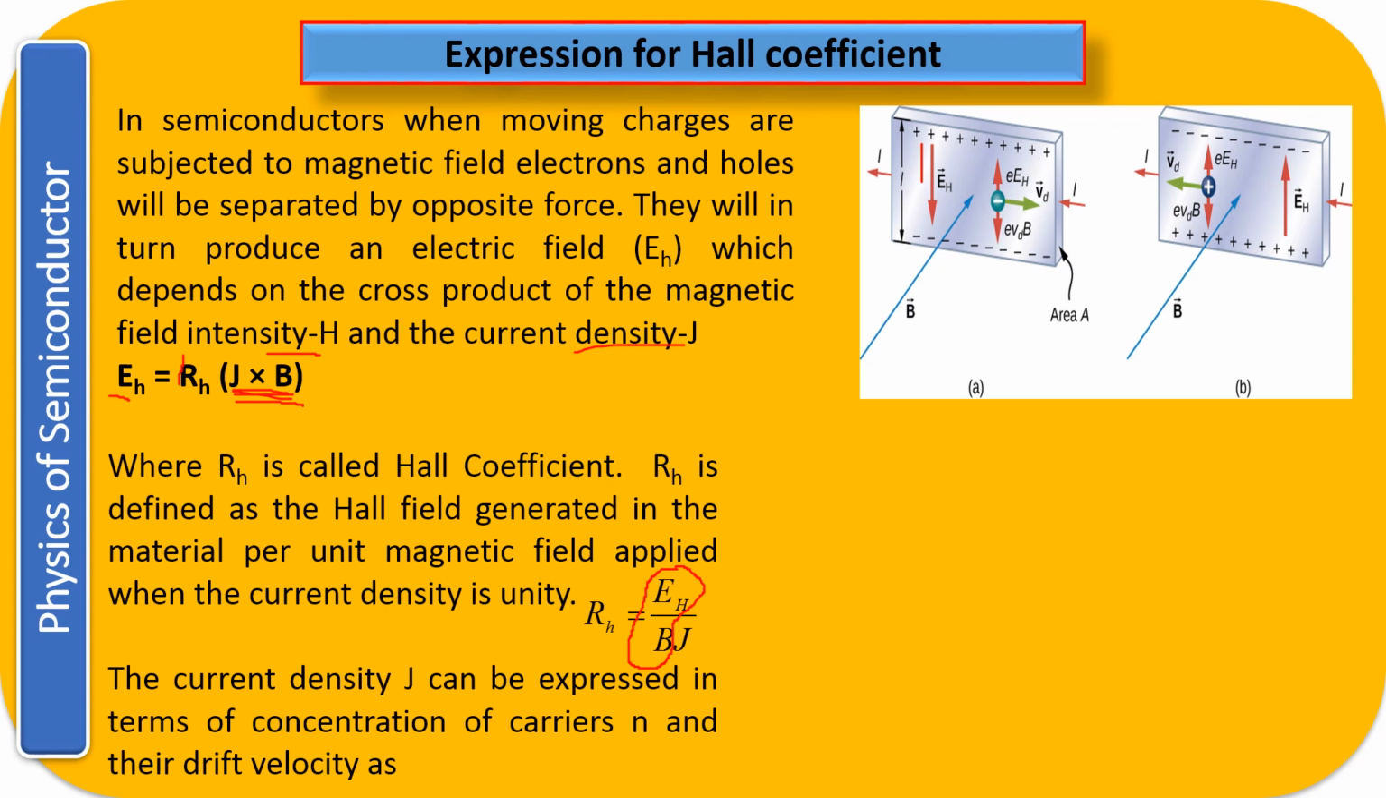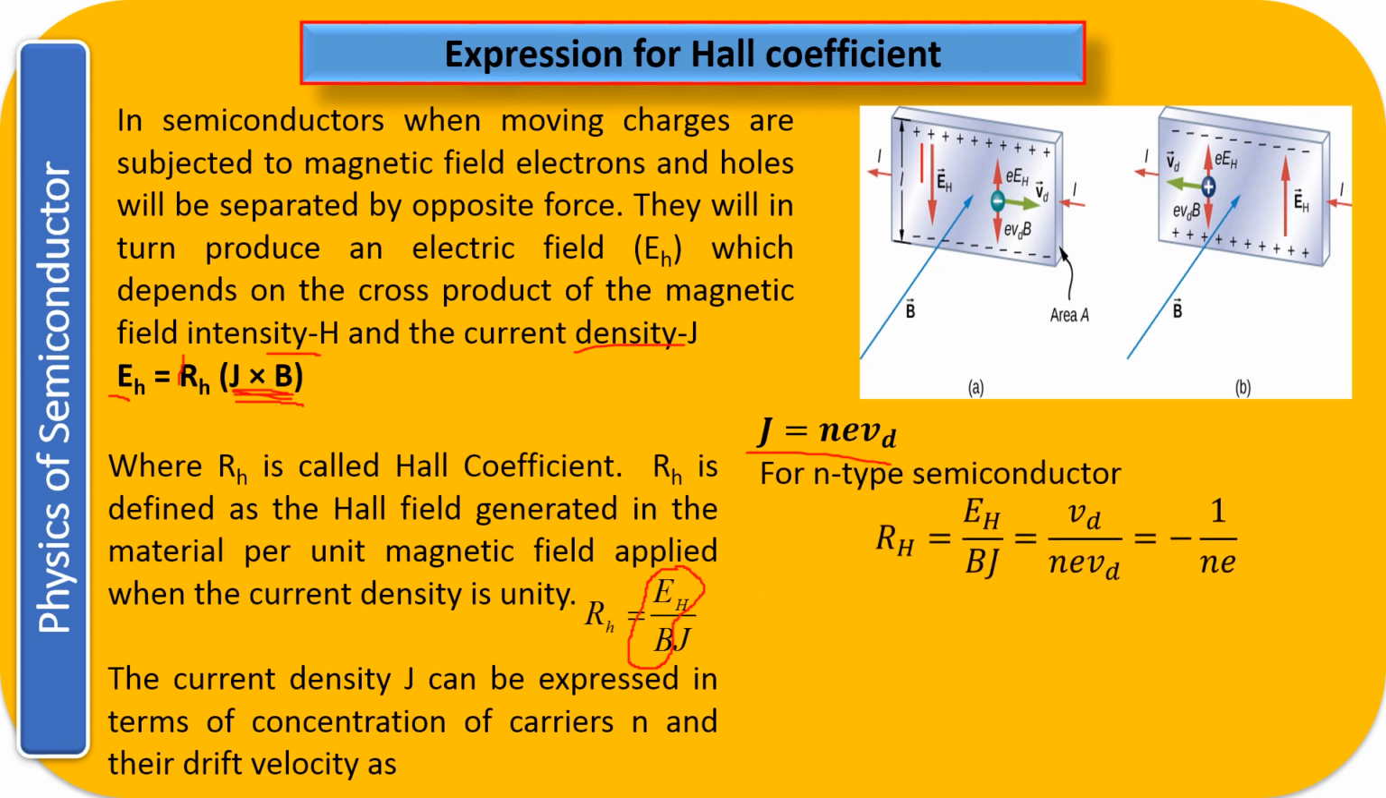The current density J can be expressed in terms of the concentration of the carriers, that is N, and their drift velocity. What we know is that J equals Ne times Vd. This expression holds for any conductor or semiconductor. For an n-type semiconductor, RH equals EH upon BJ, and the J value you have calculated. Let us temporarily call this equation number 2, and the earlier one equation number 1.